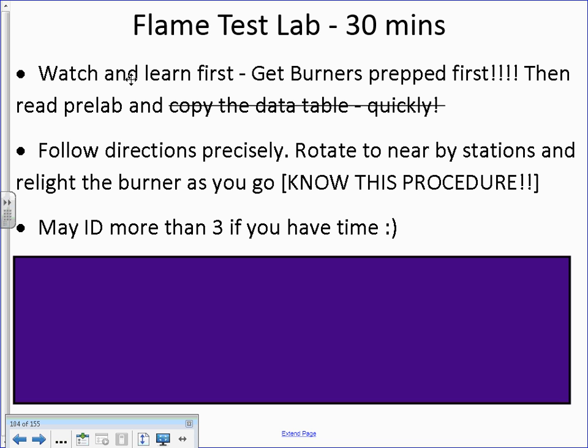Alright, you guys should be rotating to other stations too, but do not mix up anything.